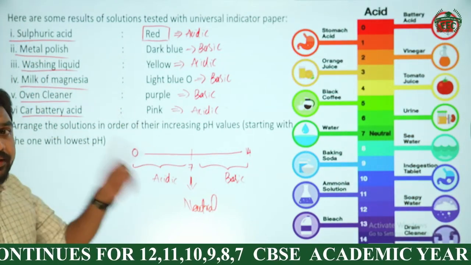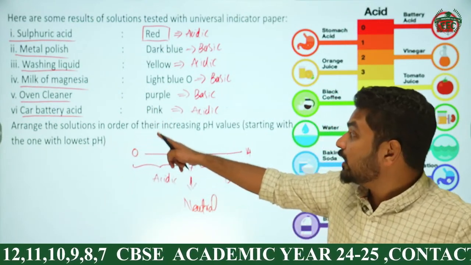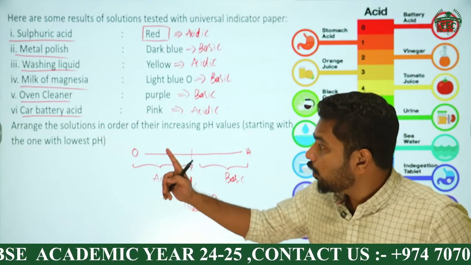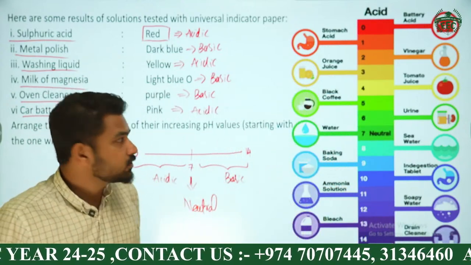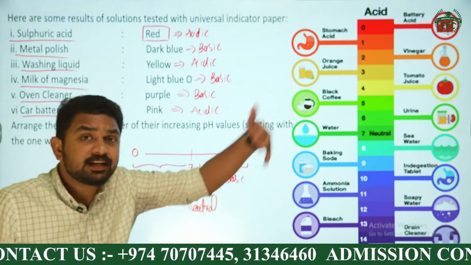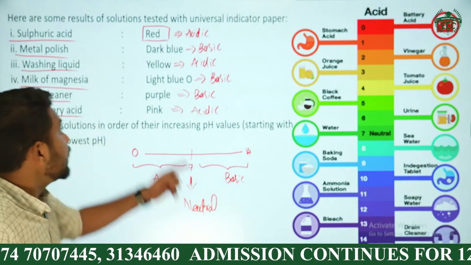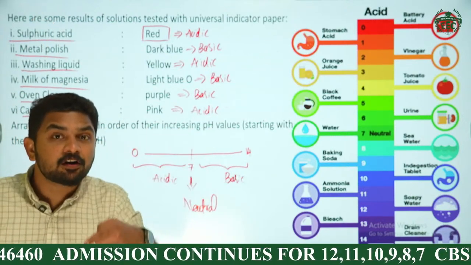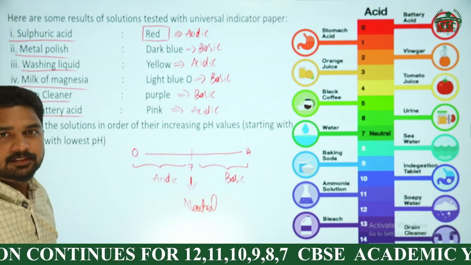So now, what is the question here? Arrange the solutions in order of their increasing pH value, starting with the one with the lowest pH value. My dear students, the question is not like identify which of the following are acidic or basic. You have to arrange these substances in their increasing or decreasing order of pH value. That is going to be a big task for us, right?